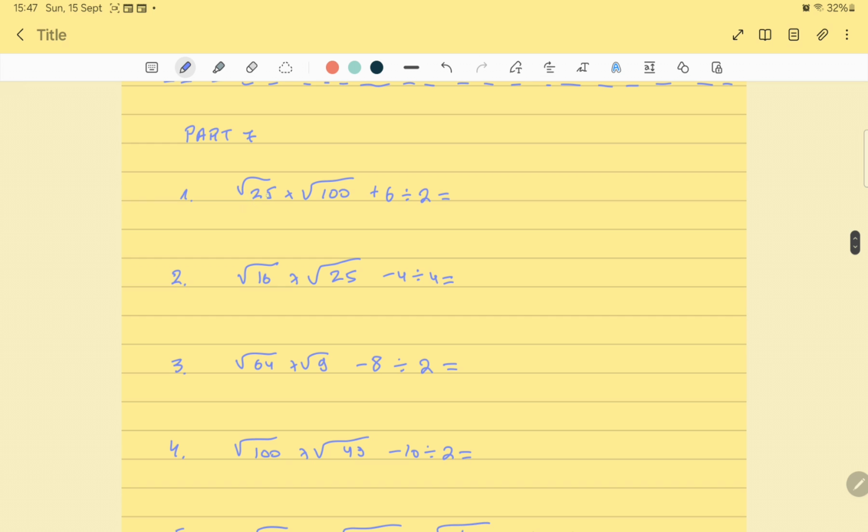Here we have square roots, multiplication, division and addition. So we do first the square roots and the division, and then we do the multiplication and the addition. So we write, square root of 25 is 5, times the square root of 100 is 10, plus 6 divided by 2 is 3. So this is 50 plus 3 gives me 53.